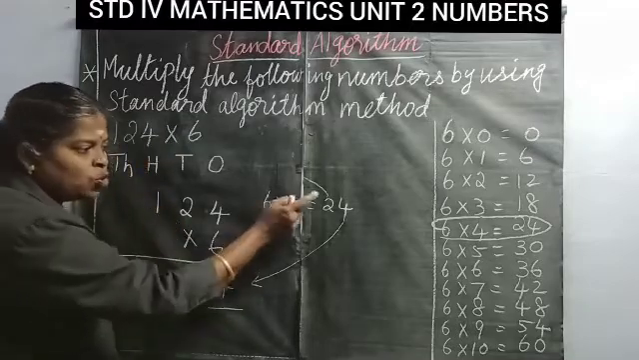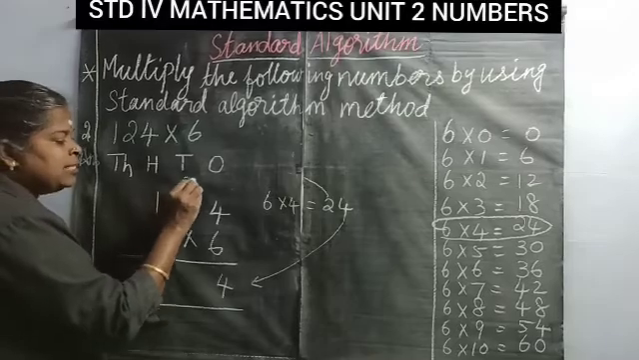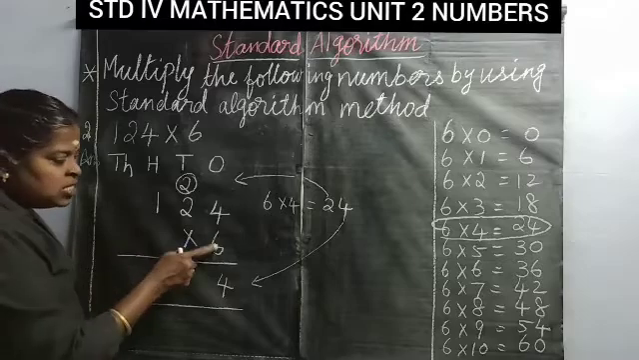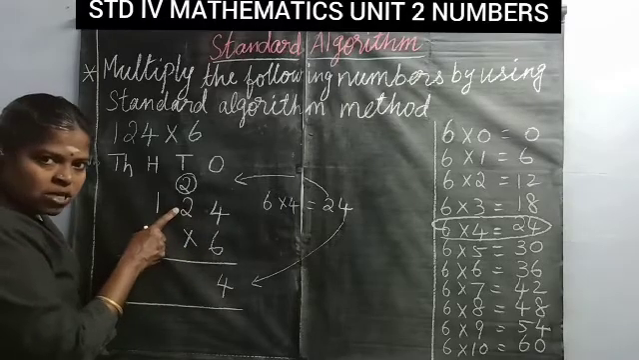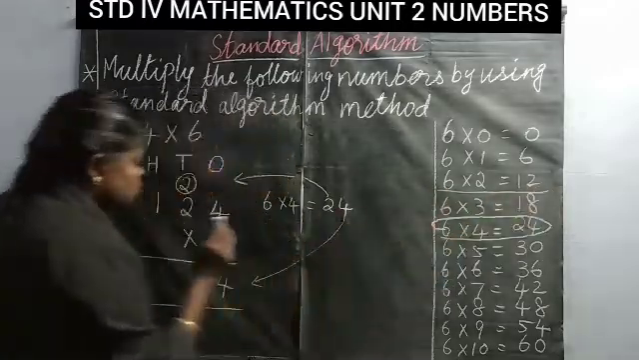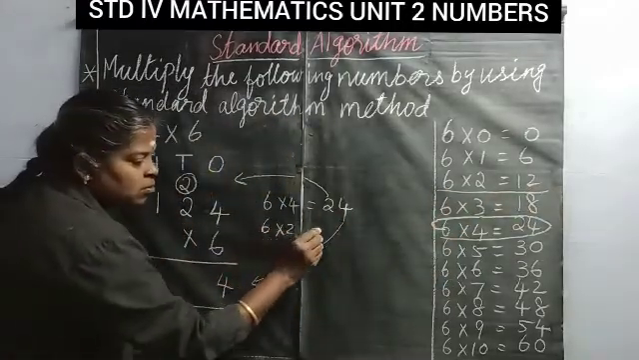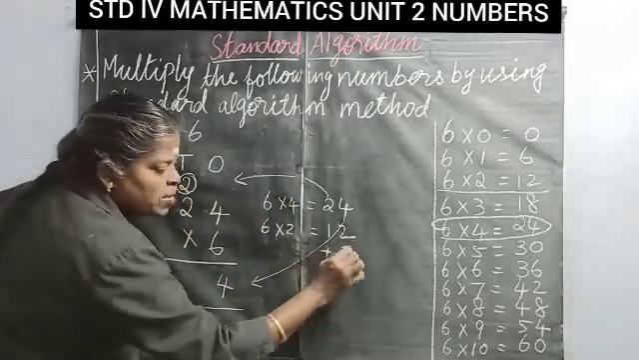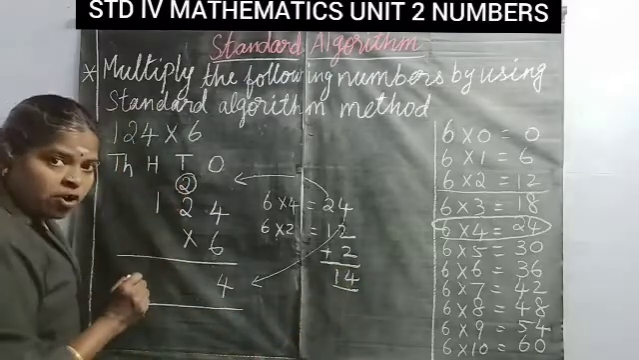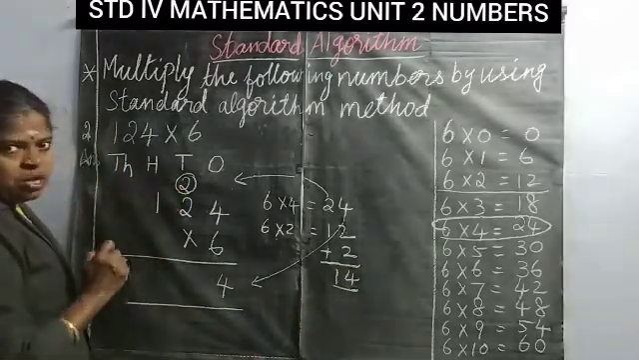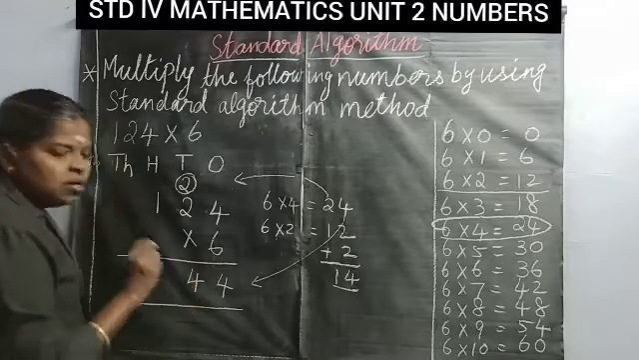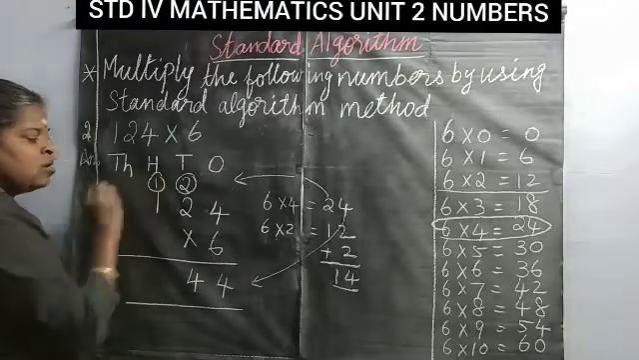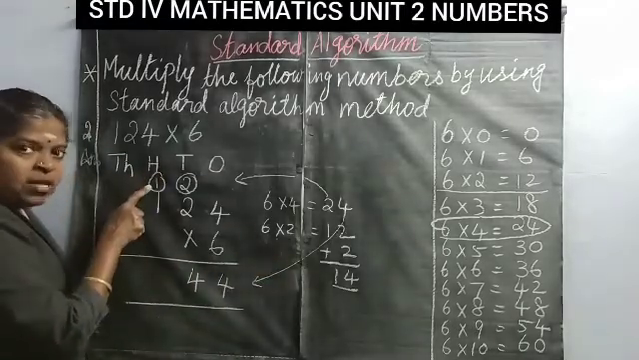We write the 2 as carryover in tens place. After that 6 twos are 12. Then add carryover: 12 plus 2 is 14. So 4 we write in tens place down. 1 will go as carryover in hundreds place.